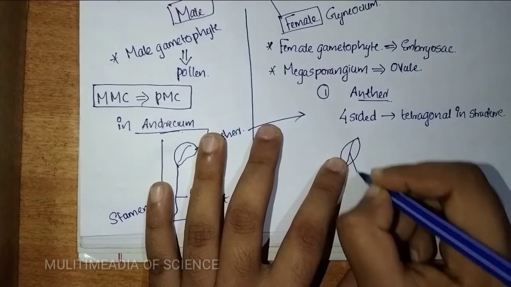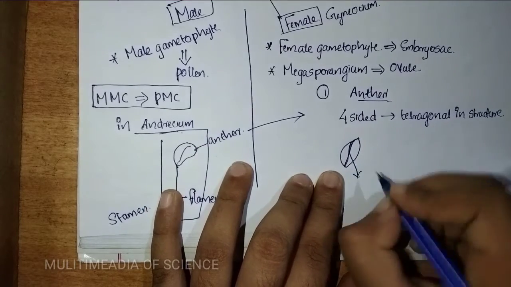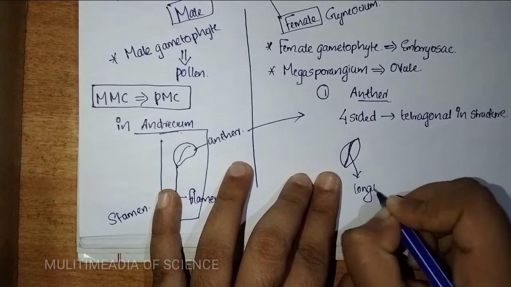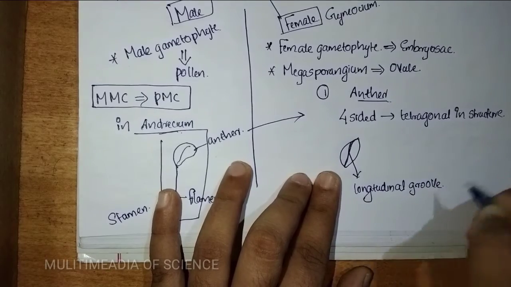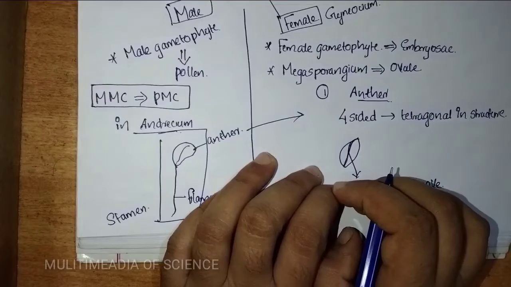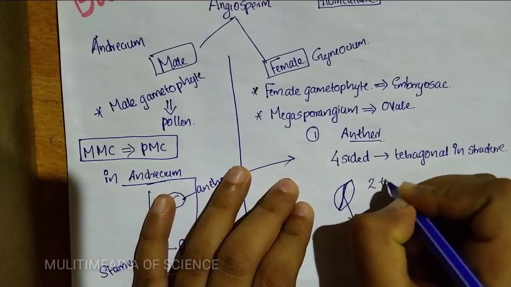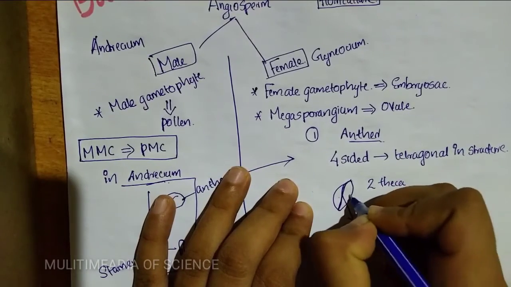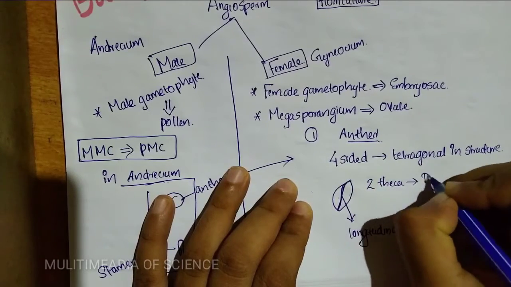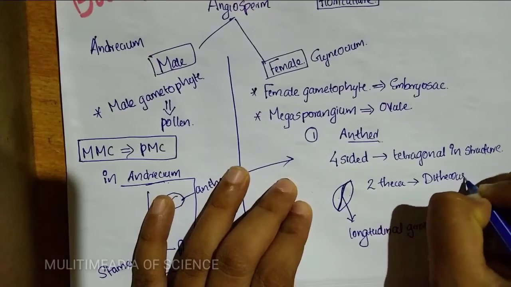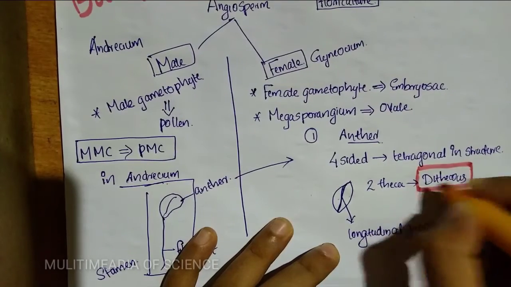While looking at this, we can see a longitudinal groove within the anther. This is called what? The longitudinal groove, which bisects it. So this is the anther, and it consists of what? Two theca, this is one, this is another one. So it consists of two theca, and it is named what? Dithecous.